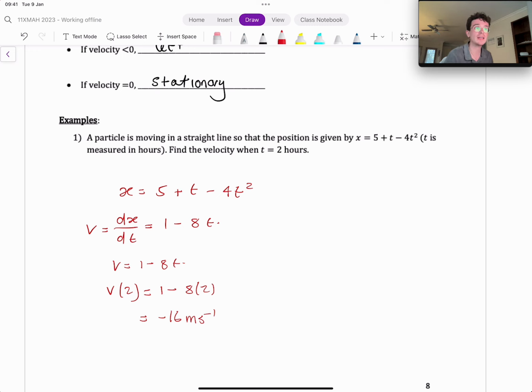Another kind of physics idea is the difference between velocity and speed, because they're not the same thing. Velocity has direction. It can be positive or negative. Negative is implying we're moving to the left. Positive means we're moving to the right. Speed does not have direction. So if your velocity is minus 16 meters per second, your speed is just 16 meters per second. It doesn't have direction. We call that a scalar. Scalars don't have direction, and vectors have direction. If you remember that from physics, if you do physics.